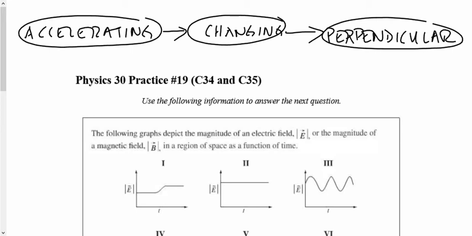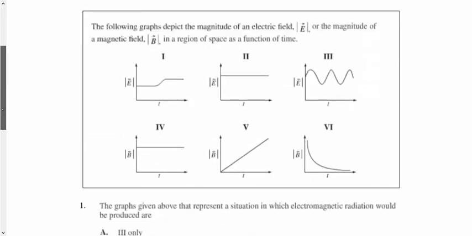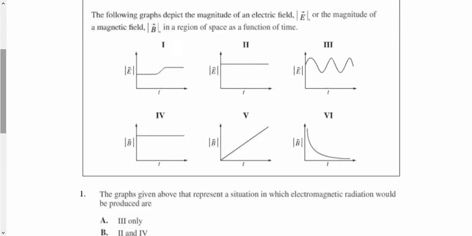These 3 keywords take us a long way to answering just about any general EMR question, including 3 of them on this practice question set. Number 1 is a pretty general EMR question. We have 6 graphs here. Electric field versus time and magnetic field versus time. I want to know which of these graphs represent a situation in which EMR would be produced.